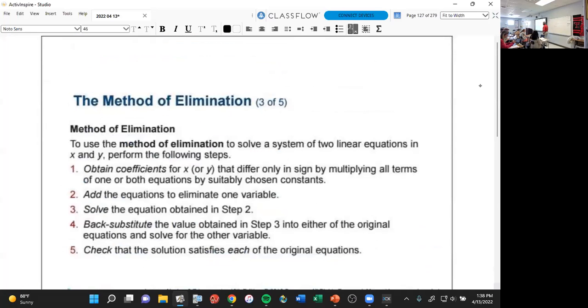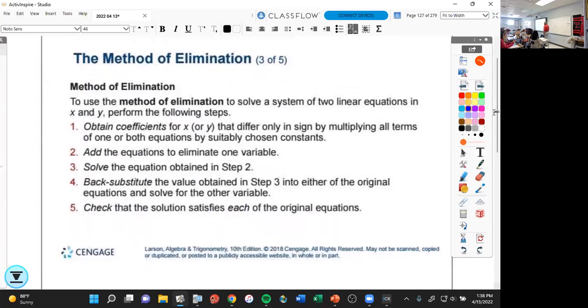Okay, so process. To use the method elimination to solve a system of two linear equations, perform the following steps. Number 1, obtain coefficients for x or y. It doesn't matter which one you eliminate, to make them have opposite signs. Okay, not just opposite signs, but opposite values, because if they have opposite values, once you combine them, they'll be gone. Step number 2, add the equations to eliminate that one variable. Step number 3, solve the equation that's left. Step number 4, back substitute into either one of the original equations to solve. And step number 5, check your answer.